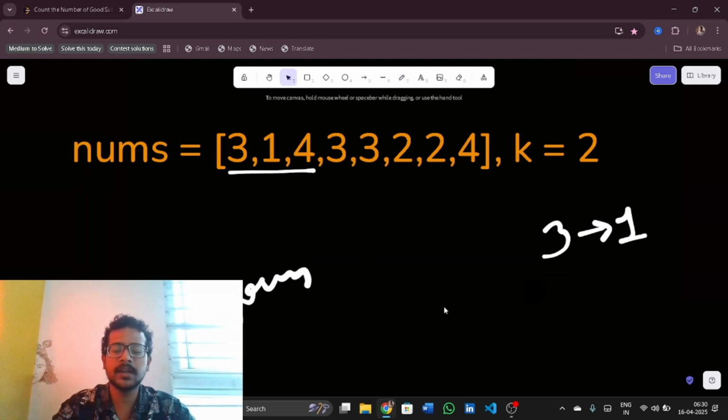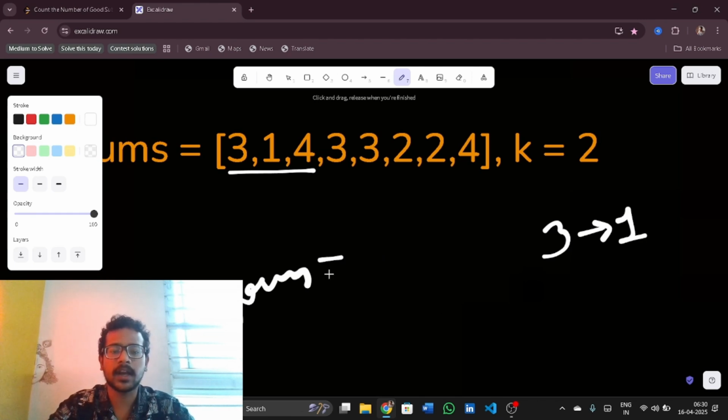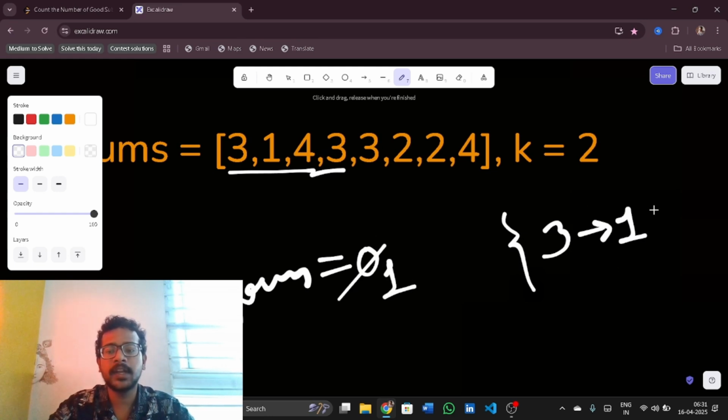Now number of pairs is just 0 till now, but when I get here, 3 is already present in this hash map for one time. So that means this 3 can make a pair with this 3. So increment by 1. Now 3 is present for how many times? 2 times, right? Go to the next 3. Yes, I got a 3 and I have a 3 here already.